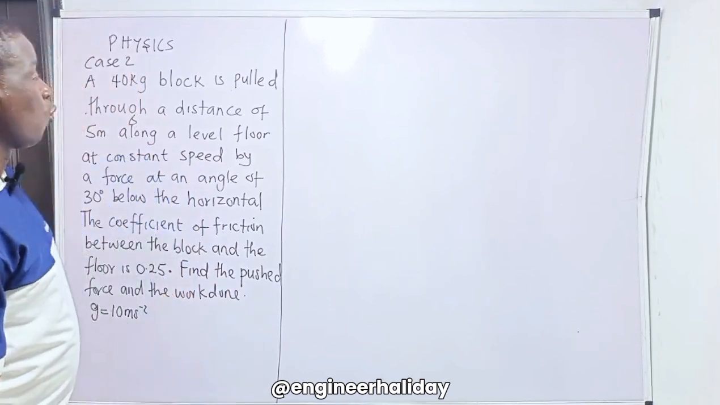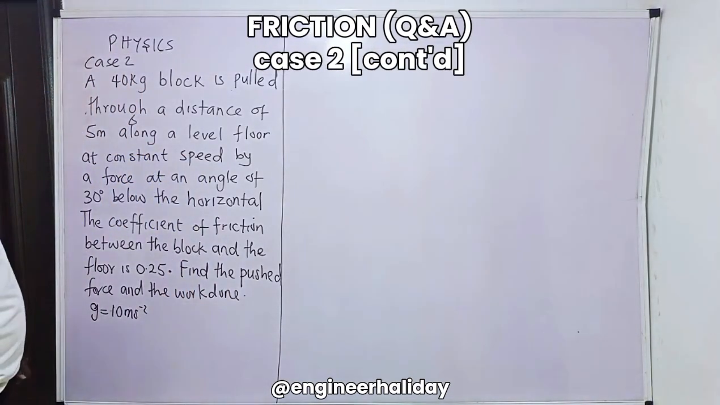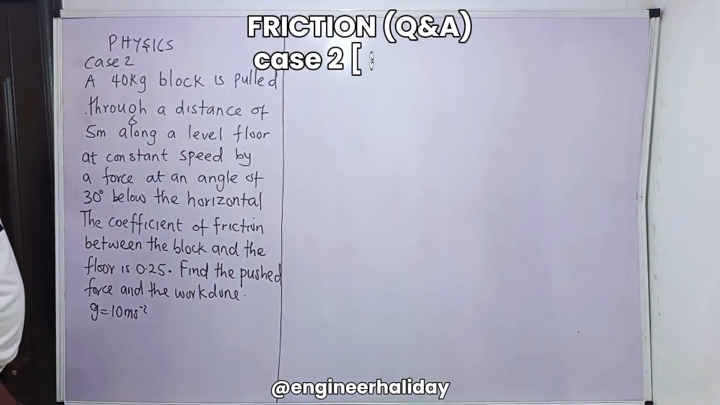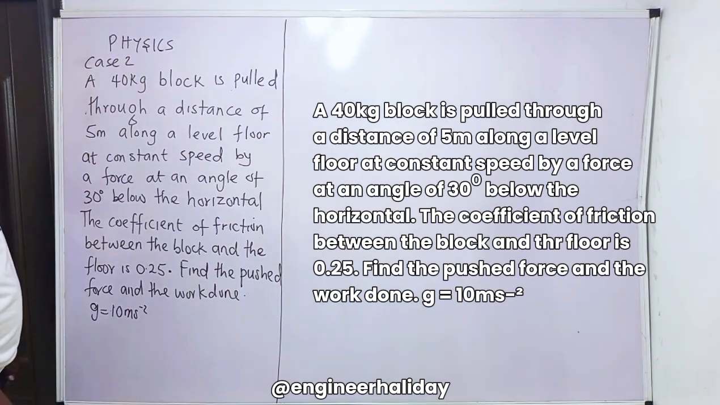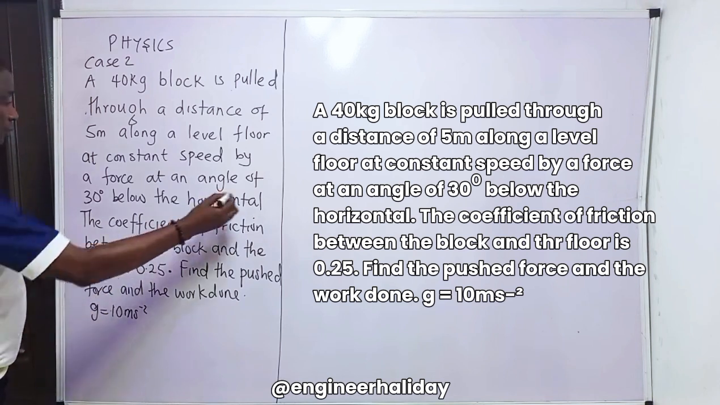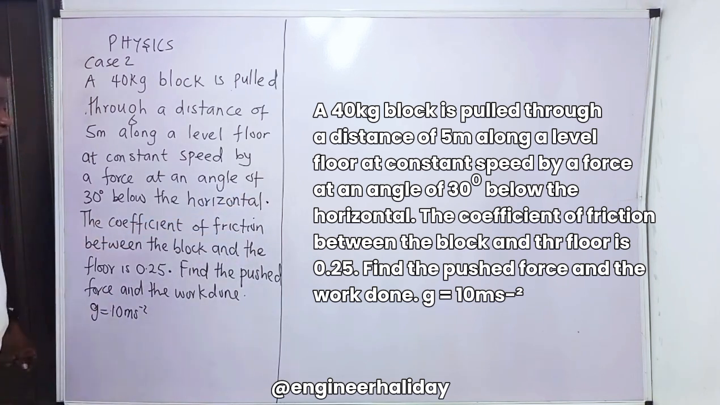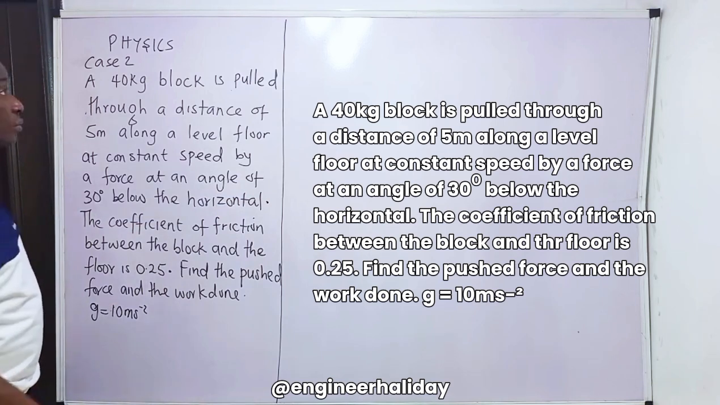Hello guys, we want to solve the second question on case 2. It says: a 40 kg block is pulled through a distance of 5 meters along a level floor at a constant speed by a force at an angle of 30 degrees below the horizontal. The coefficient of friction between the block and the floor is 0.25. Find the force and the work done.